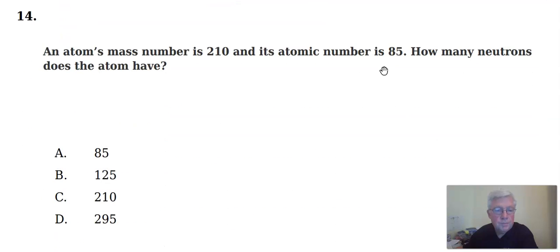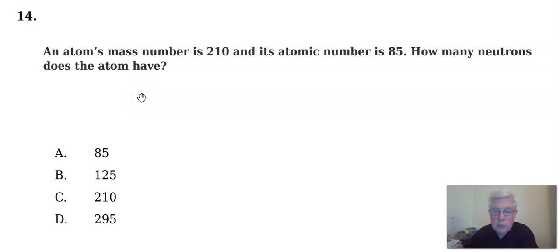Number 14. An atom's mass number is 210. Whoa, that's a pretty big atom. And its atomic number is 85. How many neutrons does the atom have? Okay, you're gonna have to do some math here, guys. I mean, I can probably help you.